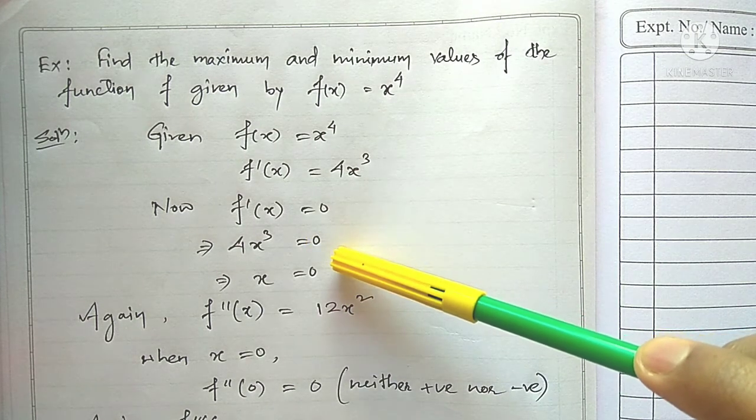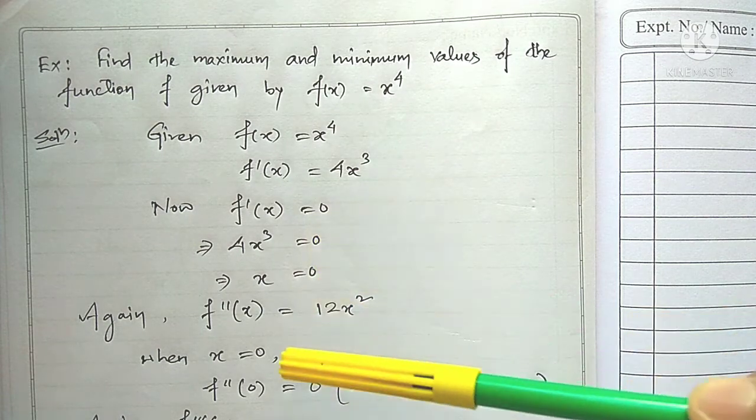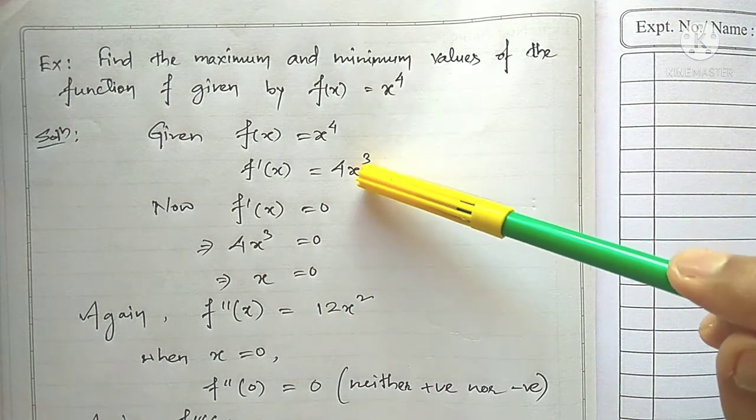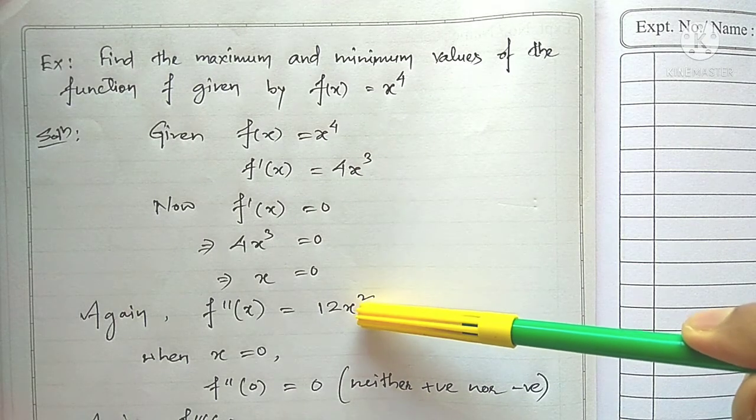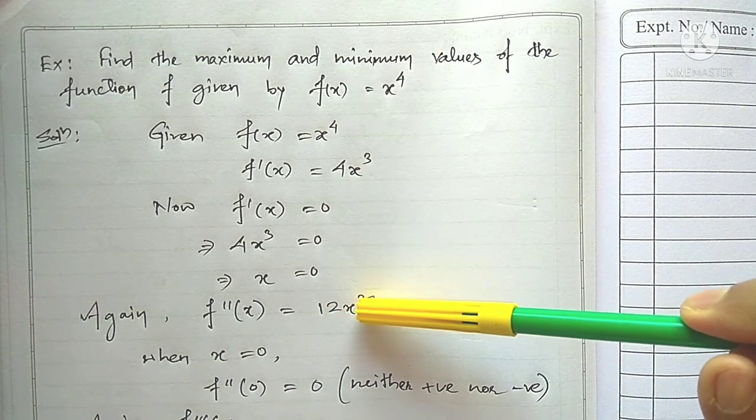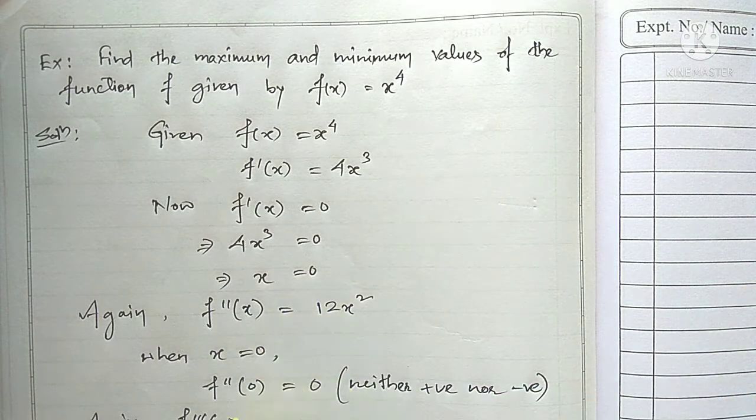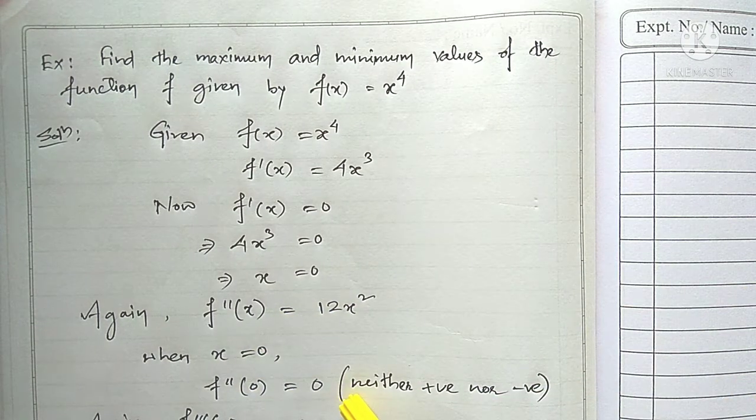Now we have to differentiate. After that, what is the procedure? We have to differentiate the function again. If we differentiate this, then we get 12x squared. And now after differentiating, if we put the critical point x equal to 0, then f double dash of 0 equals 0. So if the value is equal to 0, it is neither positive nor negative. So that means we can't say maximum or minimum.